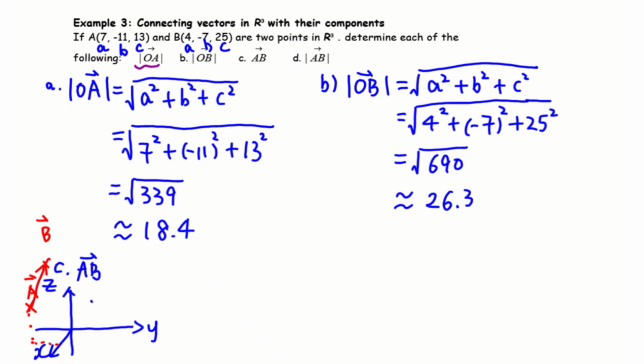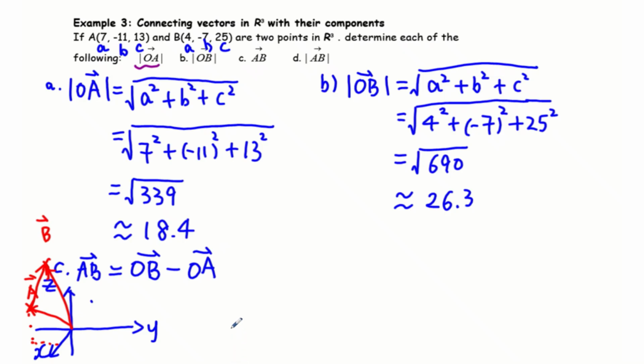So we want to know how we can find the vector from A to B. This is vector OA. This is vector OB. So AB is, from A to B, how can we draw this one? AB equals OB minus OA.